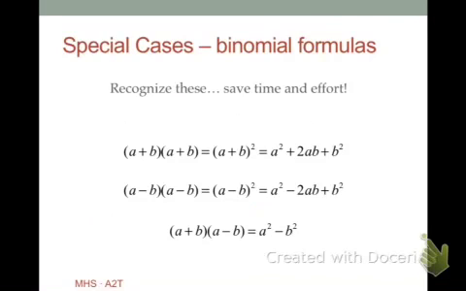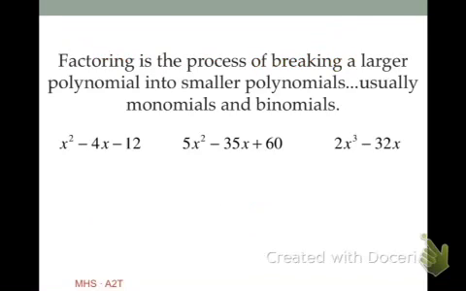And finally, a plus b times a minus b. We call that the difference of squares because a squared minus b squared is a difference, two squares subtracted from each other. When we factor that, we're going to get an a plus b and an a minus b term. So factoring is a process of breaking a larger polynomial into smaller polynomials, usually a monomial, which would be like the term x, and a binomial, which would be like x plus 3.